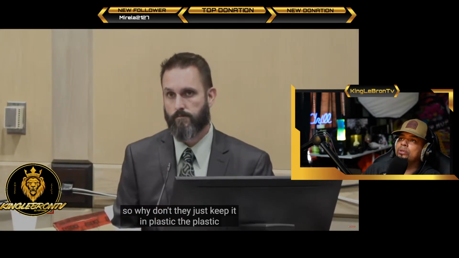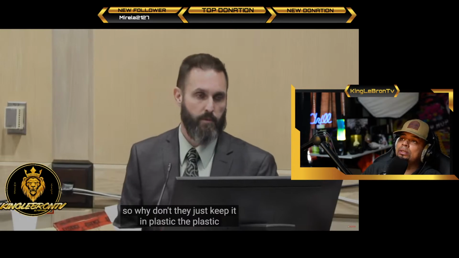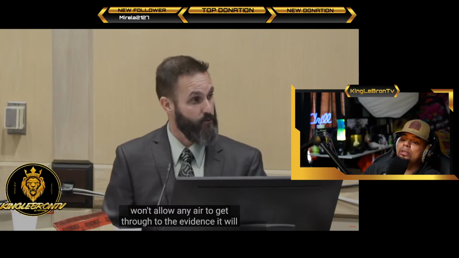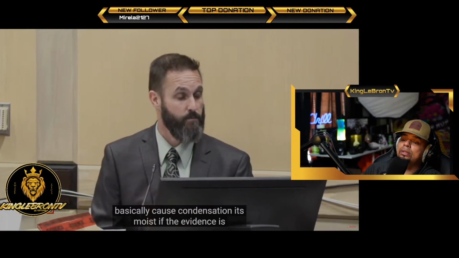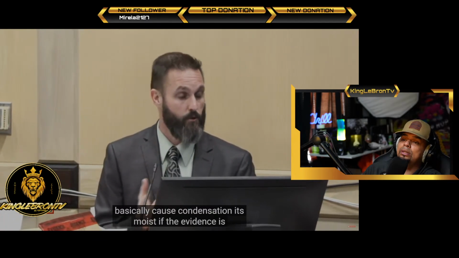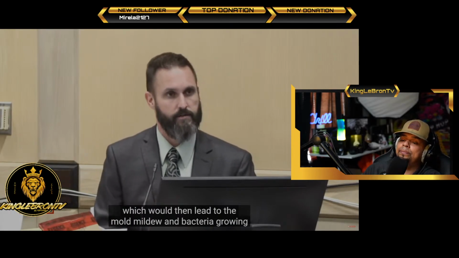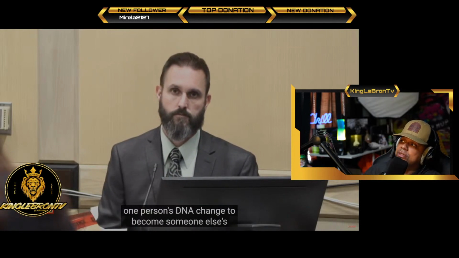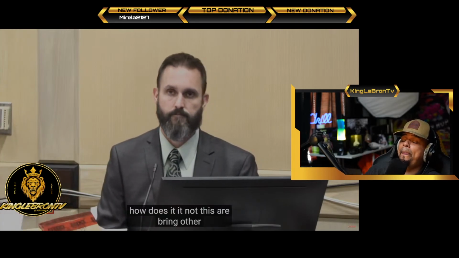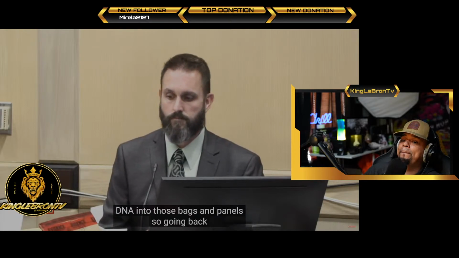So if a package was transferred from one place to another, why don't they keep it in plastic bags? The plastic won't allow any air to get through to the evidence, and it will basically cause condensation if it's moist. If the evidence is moist or wet, that will then lead to the mold, mildew, and bacteria growing. So either way, any negligence could screw up everything. Can one person's DNA change to become someone else's? No. Does air bring other DNA into those bags and samples? No.